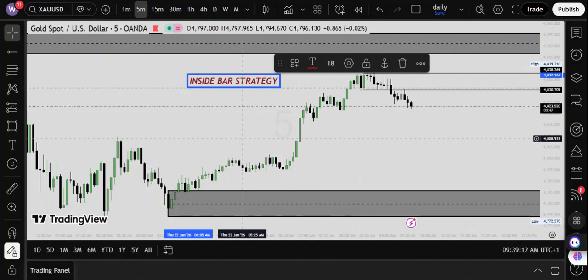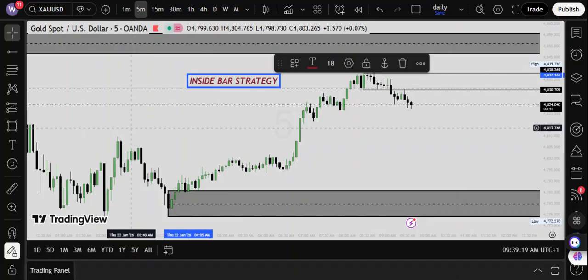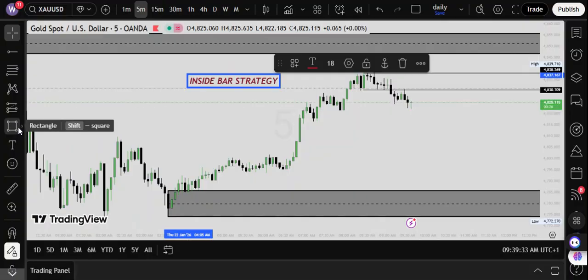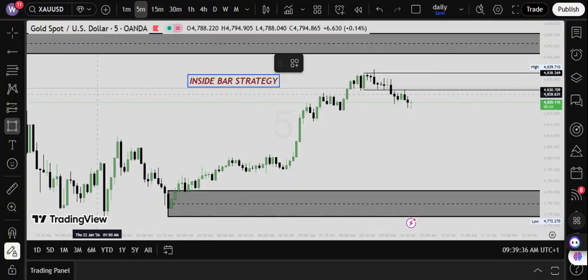When we talk about the inside bar strategy or inside bar candle pattern, this simply means that when price is consolidating, you tend to have an inside bar, or when price is having indecision in the market, you tend to also have an inside bar. What does that mean? Let me give you an example.